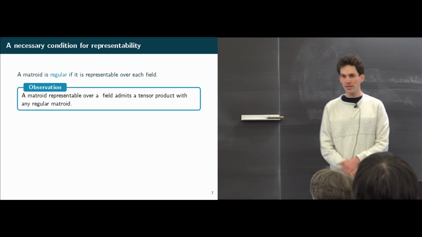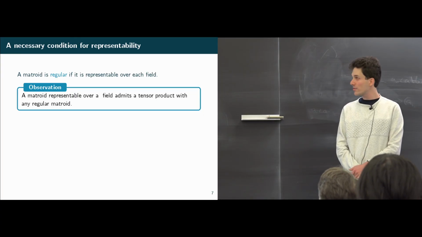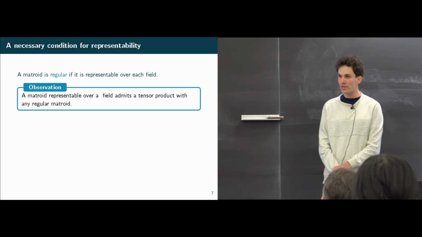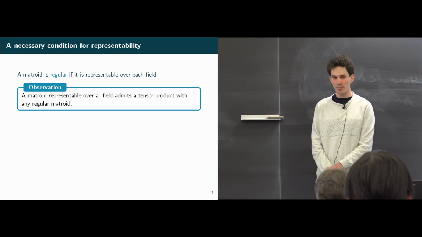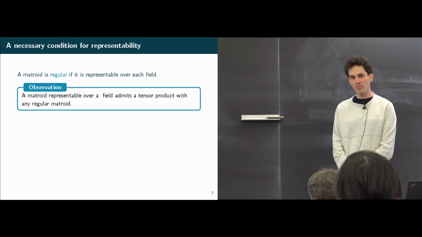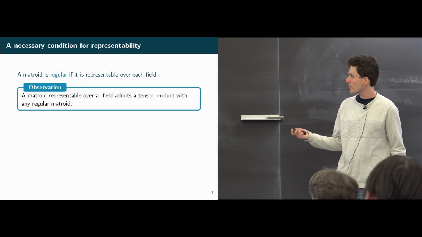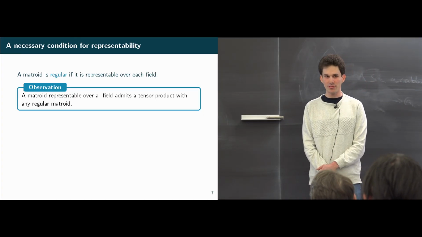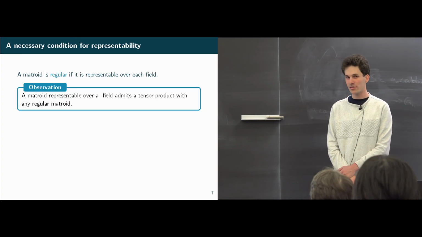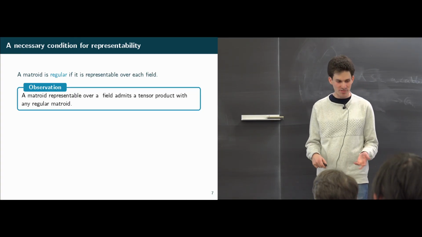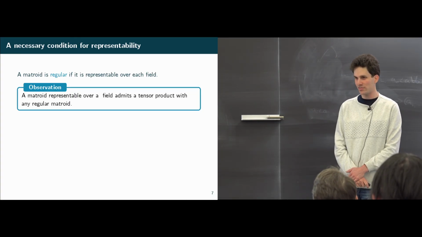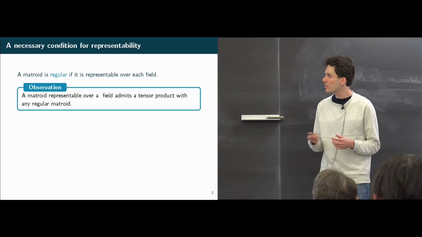Okay, so the general idea is that if a matroid is representable, then it has a tensor product with any regular matroid, because we can represent them over the same field. So having a tensor product with any regular matroid is necessary for representability. And this is the statement where we wondered whether maybe this is a characterization of linearity.